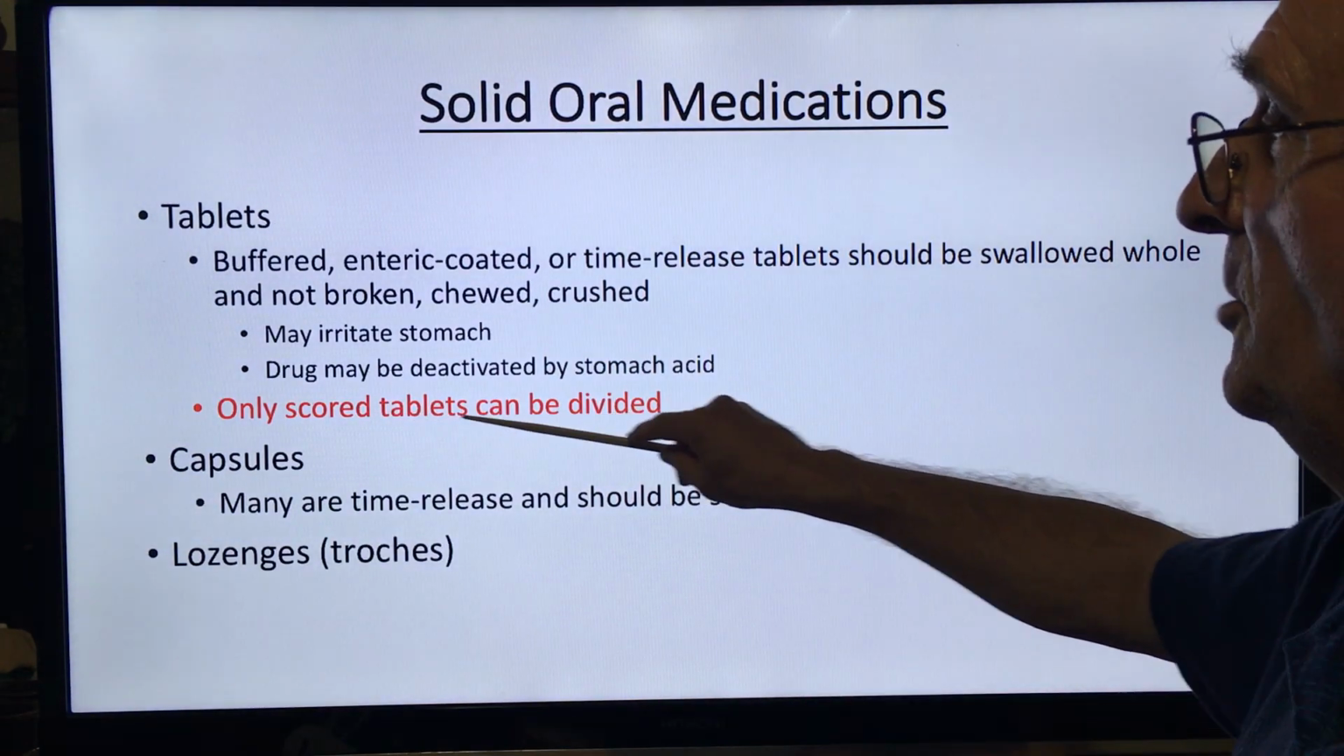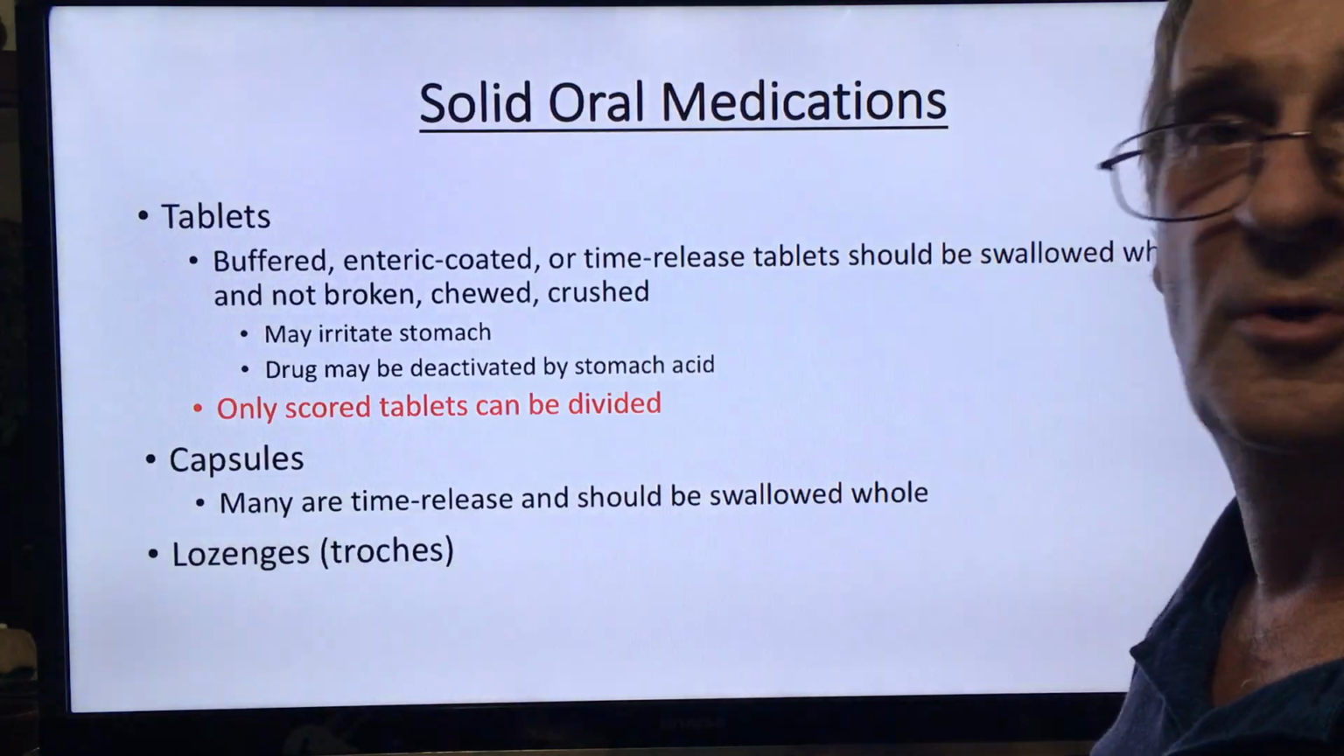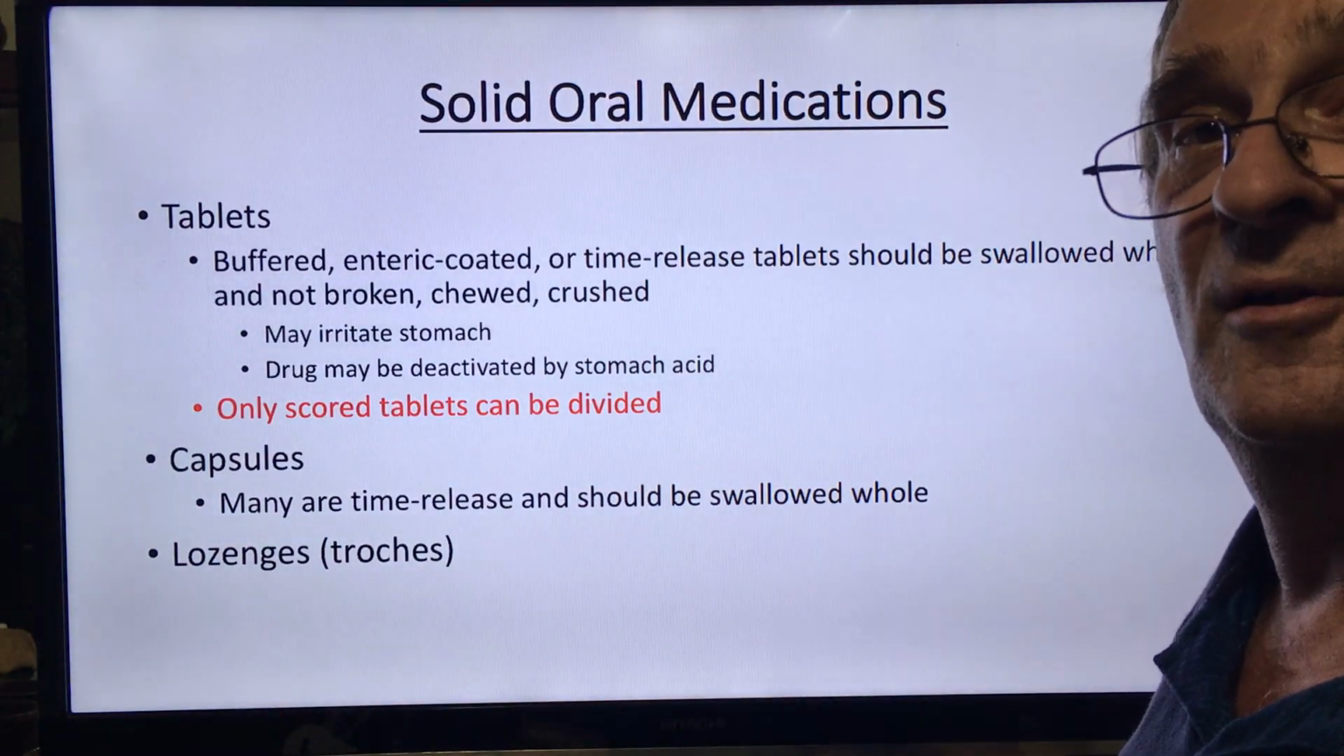And remember again, only scored tablets can be divided. If it's a solid tablet without a score, you can't divide it. You either have to go up and down on your dose.